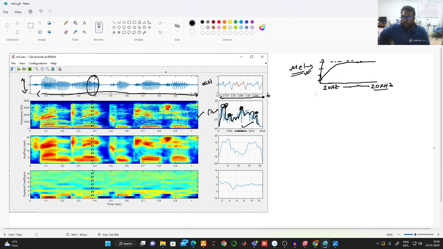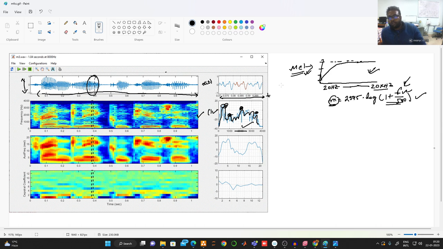Given any frequency, we can convert it into the Mel scale by multiplying 2595 by log of 1 plus f by 700. So this is the formula. Given any frequency, based on this formula, we can get the corresponding Mel frequency. The higher the value of f, the more similar consecutive Mels you will get. So there is a logarithmic relationship.